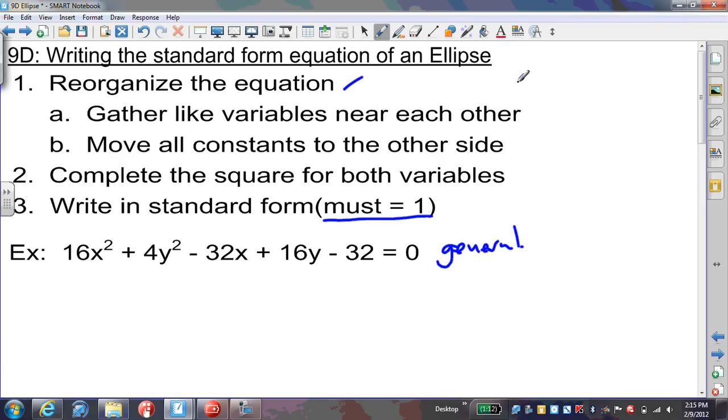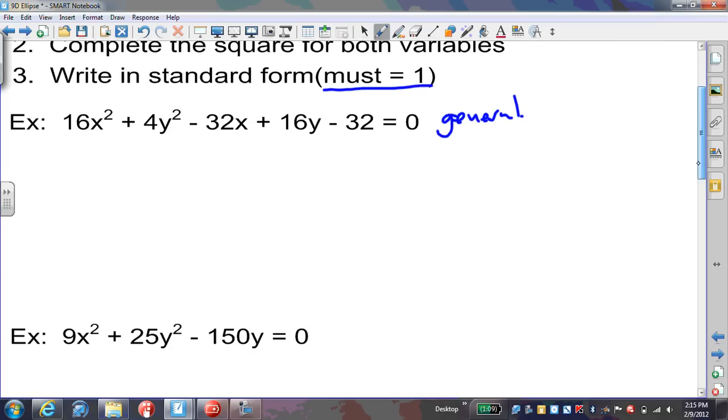So let's put a standard form mock equation. We're going to have something like x squared over a squared plus y squared over b squared equals 1. So the key is we want this to be 1, and also we need the x squared and y squared on top. So let's go ahead and get started with this first example.